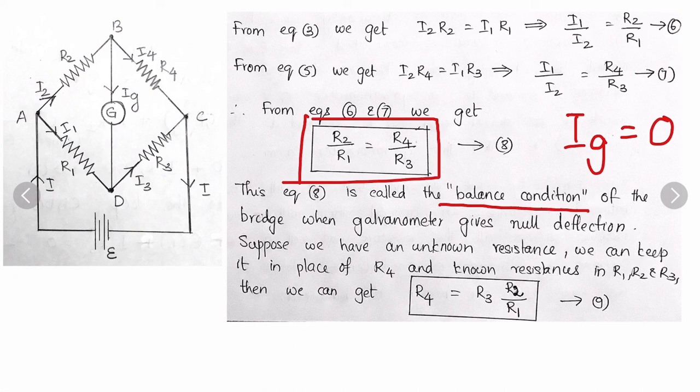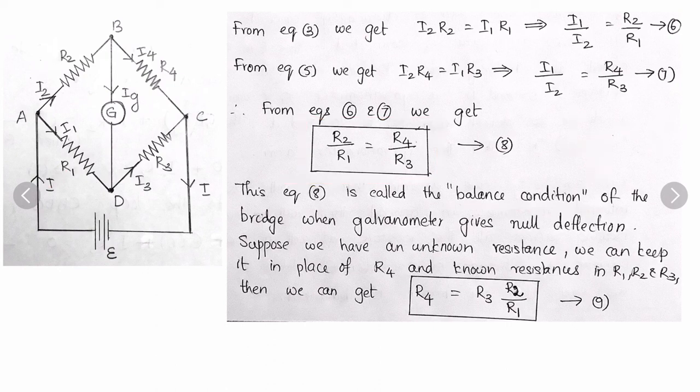Once again I repeat, when you get R2 by R1 is equal to R4 by R3, we call it the balancing condition. At the balancing condition, current through the galvanometer is equal to 0. So this is the derivation for the balancing condition of the Wheatstone Bridge.